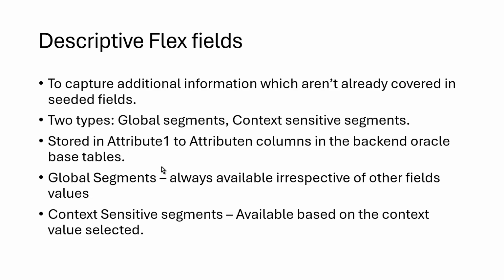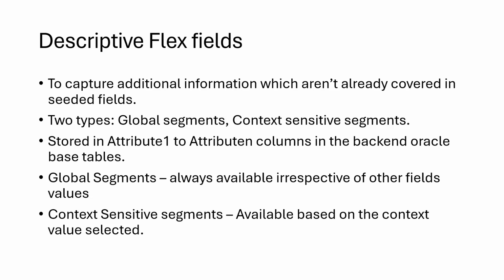We have two types of flex fields. The first is global segments. Global segments means irrespective of what transaction we do on the other default fields, the global field would be available. It would work as if it were a normal field, available irrespective of the context that we are working on the page. Whereas context sensitive segments are based on the context we are working on. Based on some selection, these fields would appear.